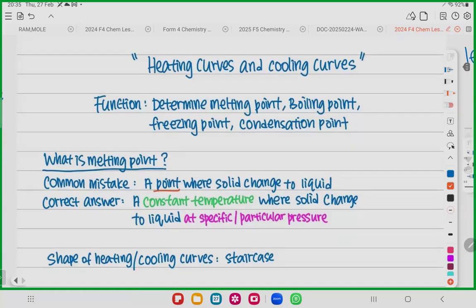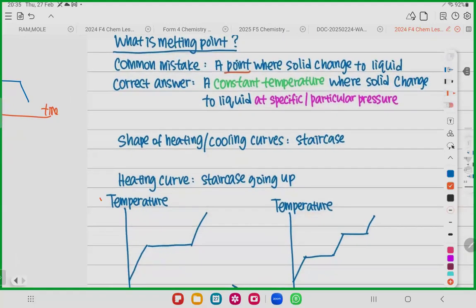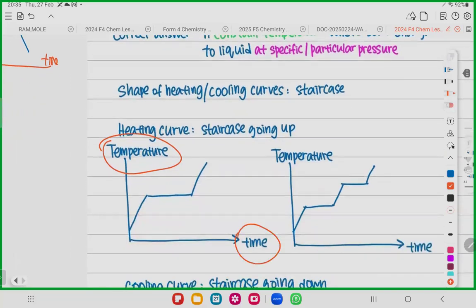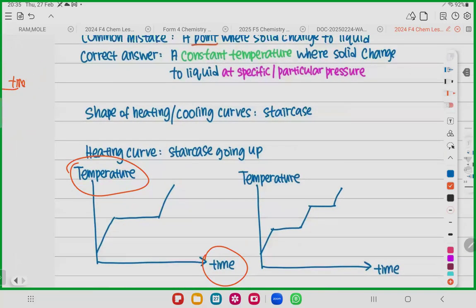So now heating and cooling curves can help you to find the melting point, boiling point, freezing point, and condensation point. First things first, the first thing we need to learn today is the shape. What is the shape of the heating curve and cooling curve? Heating and cooling curves are graphs of temperature versus time.